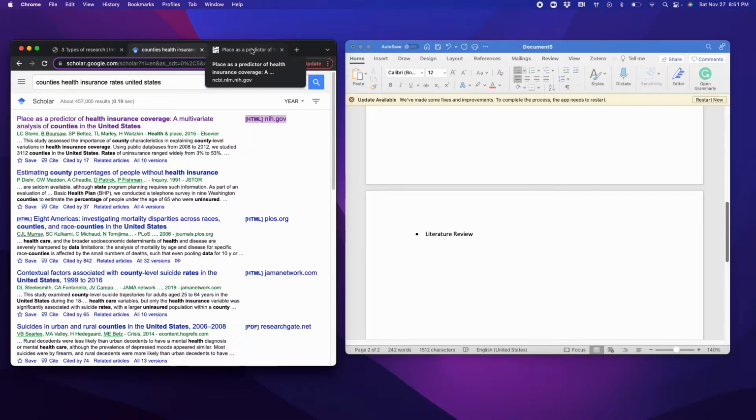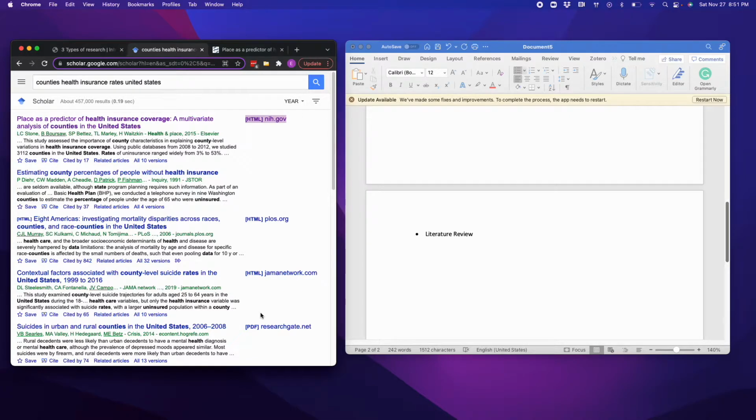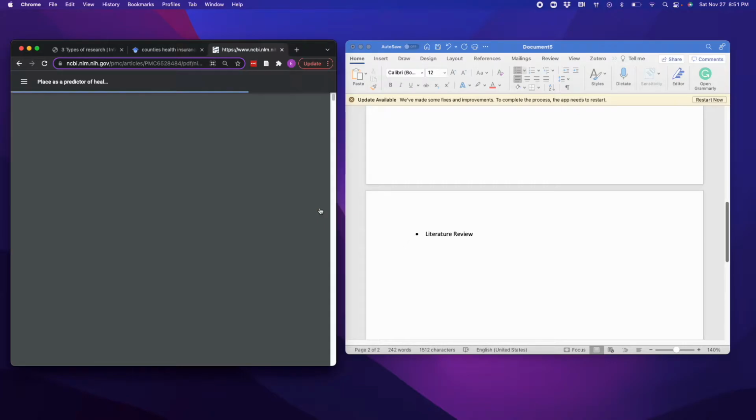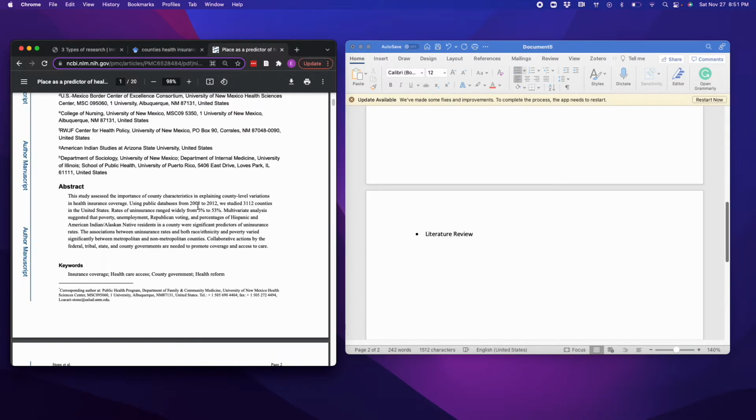Some articles won't be publicly available. You can search for them through the school's library. But sometimes you can find a publicly available link, which is generally placed here on the right side. If I open the PDF here, I've got access to this article. I'll just start by reading the abstract.